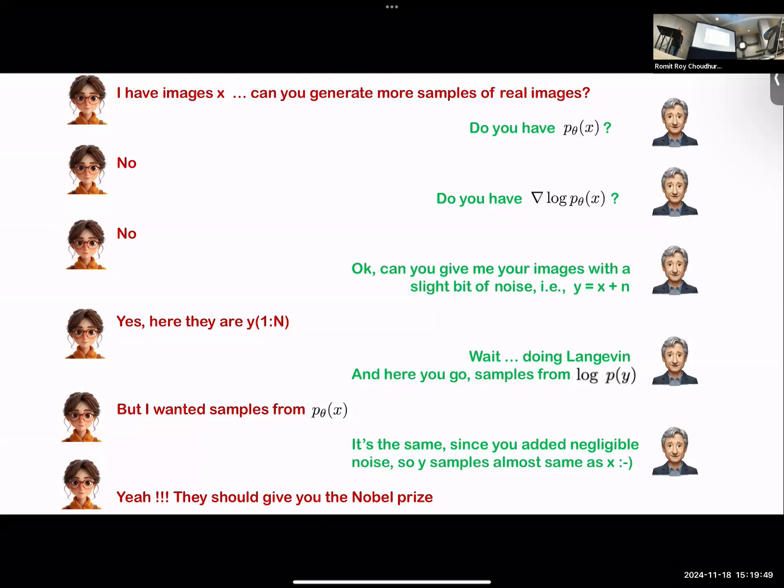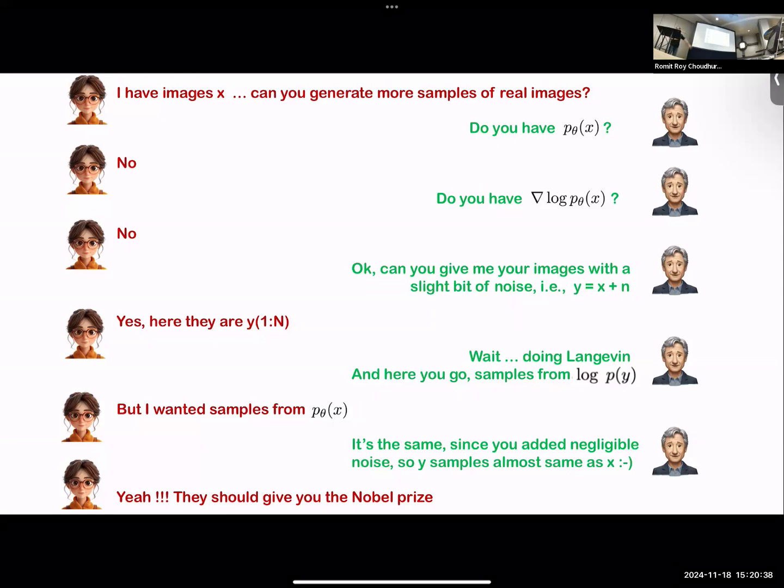You say, that's magic, right? I wanted samples of X. I've gotten samples from Px, although I actually got samples from Py, but Y is close to X. So I say, yeah, I got samples from X. They should give you the Nobel Prize. What do you think Hinton said? They already did. Okay, the physics. We should have that caveat always.